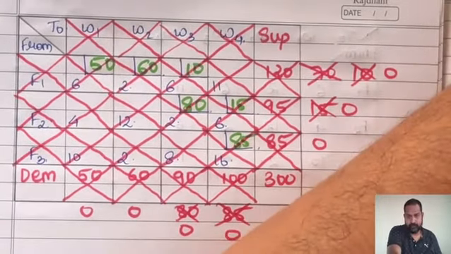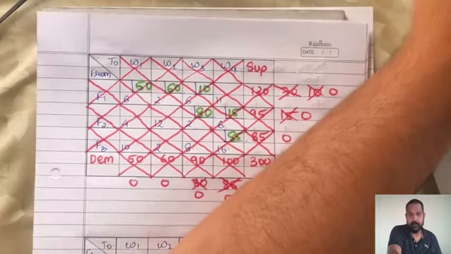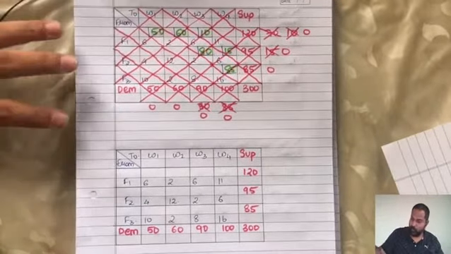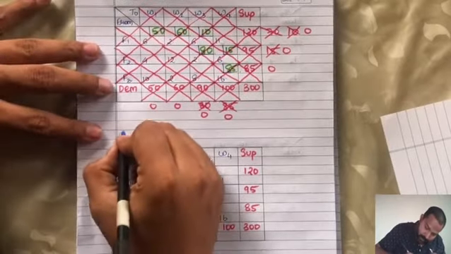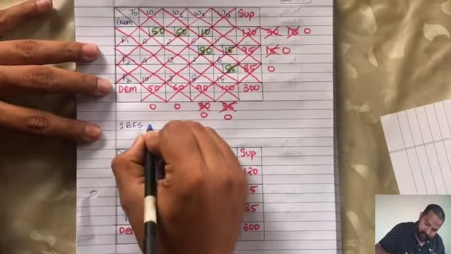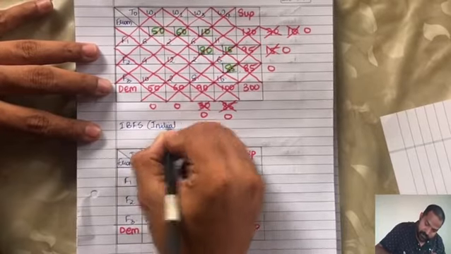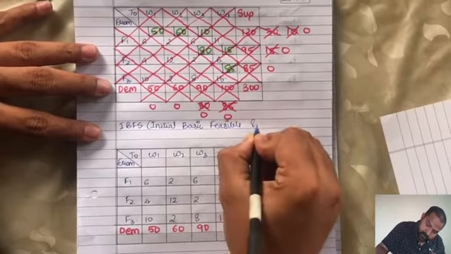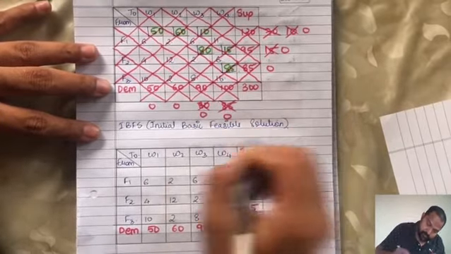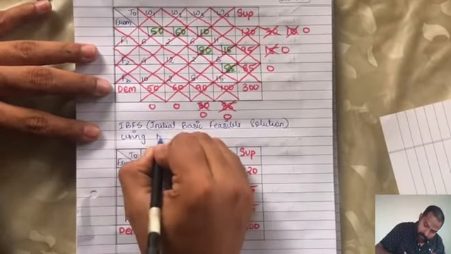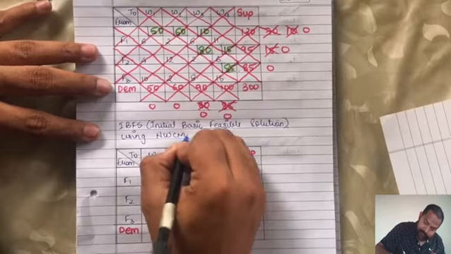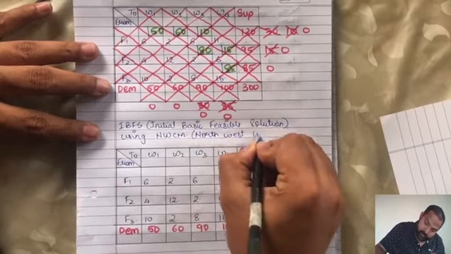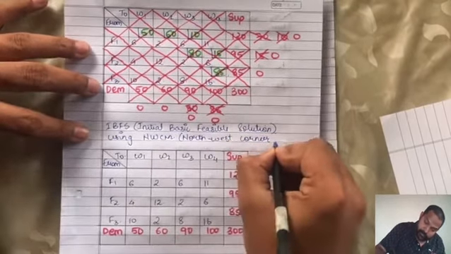Let me do one thing. Let me copy this down. So we move this up a little. What is this? This is IBFS, initial basic feasible solution using NWCM, also known as North West Corner method.